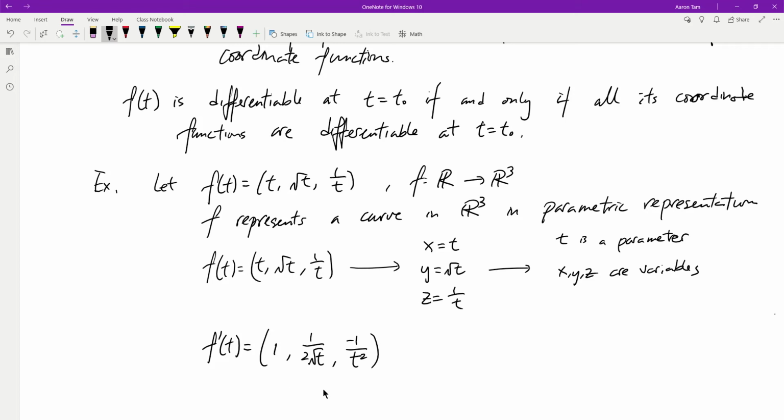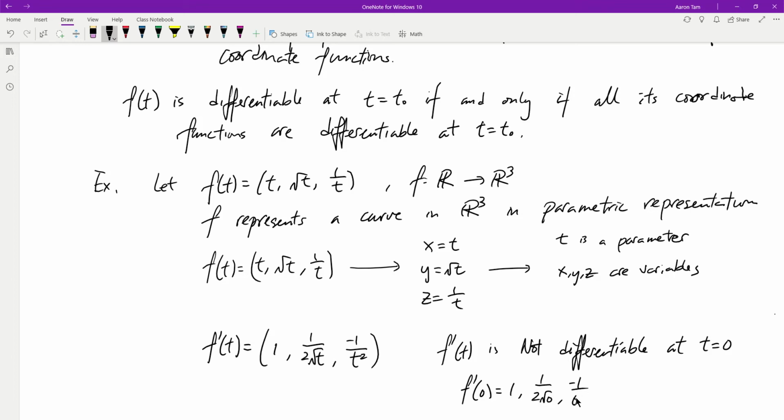Now, notice that this expression right here, if t equal to 0, then this thing would not exist. So therefore, we can say that f prime of t is not differentiable at t equal to 0. Why? Because f prime of 0 would equal 1 over 2 radical 0, negative 1 over 0 squared. And so notice that these two things do not exist.